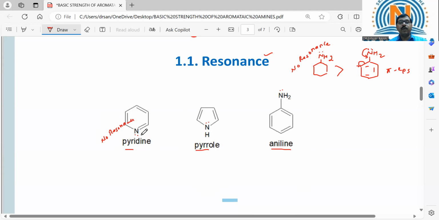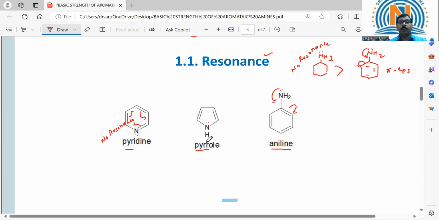Because there is pi-pi conjugation, resonance is inside the ring only, and the lone pair of electrons does not get involved in the resonance. However, in the case of pyrrole and aniline, the lone pair of electrons takes part in the resonance. Therefore, pyridine is the most basic amongst these.